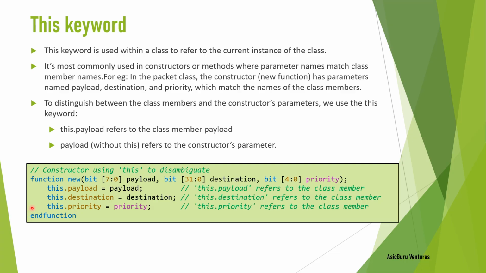If we don't use the this keyword here, then the assignment would be just from the function argument to itself, and the class members won't get updated. So remember, if there's a name clash, you have to use the this keyword, meaning you are talking about the class variables and not the local arguments.